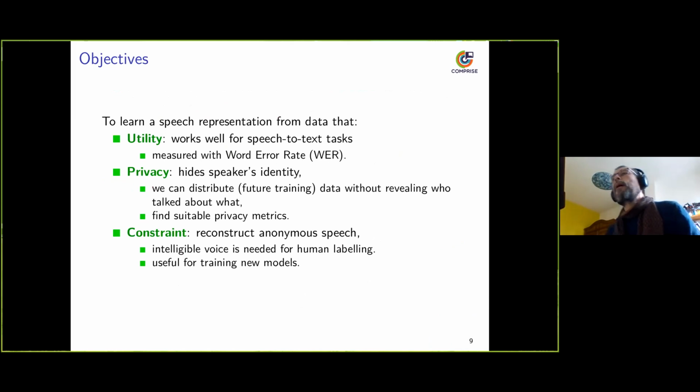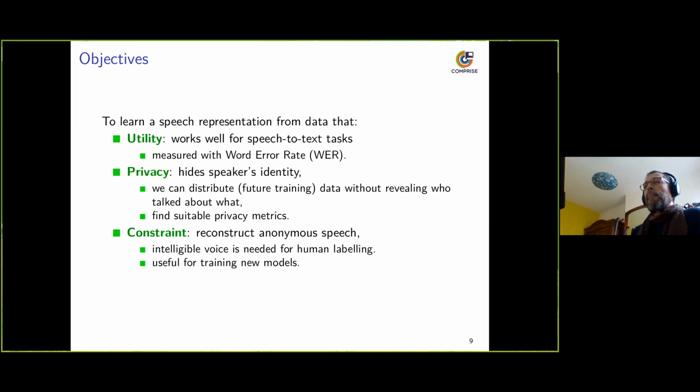Okay, so the objective of this speech transformation is to keep some utility because we want this data to be useful to train new speech-to-text models, and this will be measured with the classical word error rate. That is the number of mistakes we do when we translate the voice signal. And we want also to, as I said before, hide speakers' identity. Sorry, this is the privacy side. So that we can distribute the data without revealing who talk about what. And for that, we have to find suitable privacy metrics, and we have worked on that.